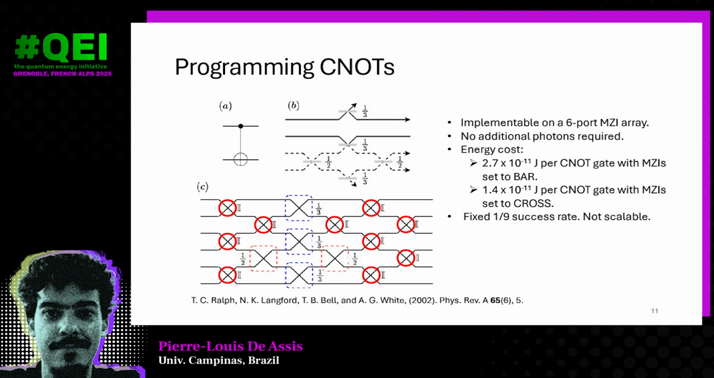These were the energetic costs we got for each CNOT gate, so it's about 27 picojoules. All these red circles indicate Mach-Zehnders that are set, and they can either be set to the cross configuration or the bar configuration. The bar configuration is essentially the identity matrix, and the cross configuration means that you invert the outputs. It's a little bit more efficient to program in the cross configuration, but then you need to do some relabeling of the output.